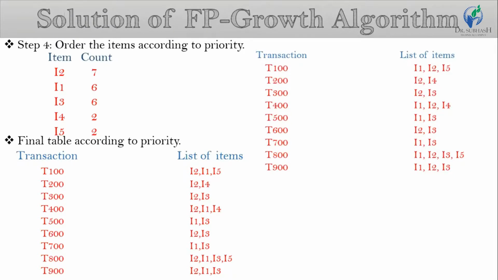In transaction T500, the first item is I1, then I3. In T600, I2, then I3. In T700, I1, then I3. In T800, I2, then I1, then I3, then I5. In T900, I2, then I1, then I5.